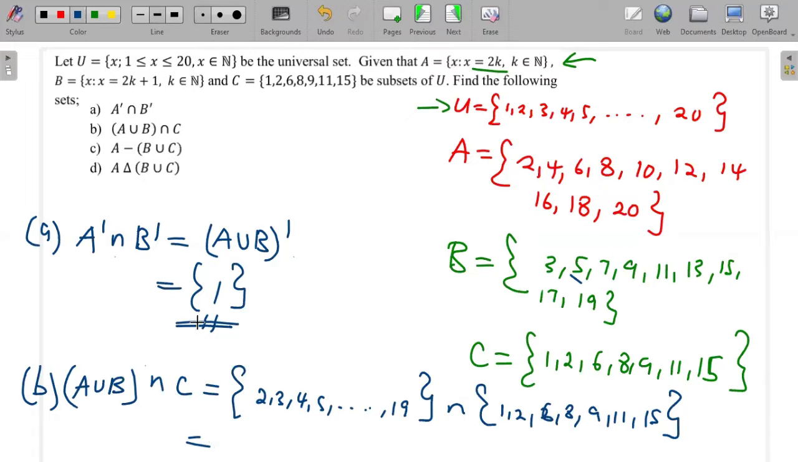Okay, so the 2 is common. You can put it there. Is the 6 common? Yes. Is the 8 common? Yes. Is the 9 common? Yes. Is the 11? Yes. 15? Yes. Okay, so the intersection there is 2, 6, 8, 9, 11, and 15. That's the intersection there. So any questions there?